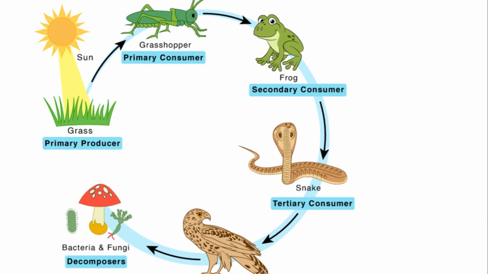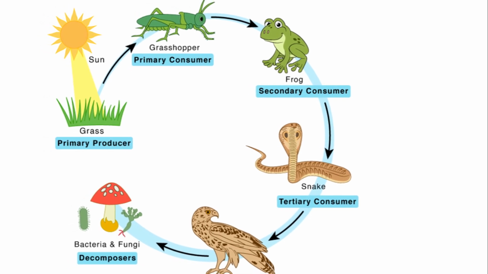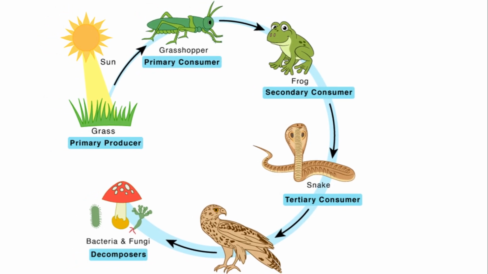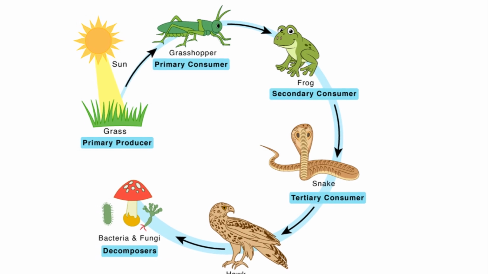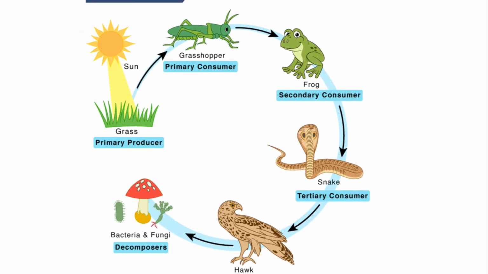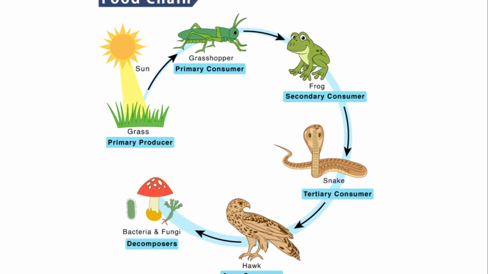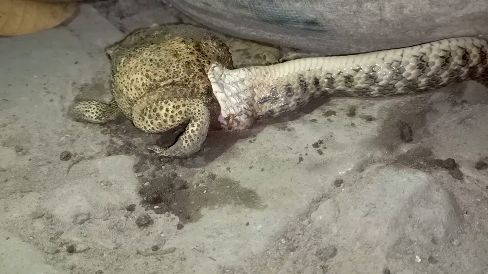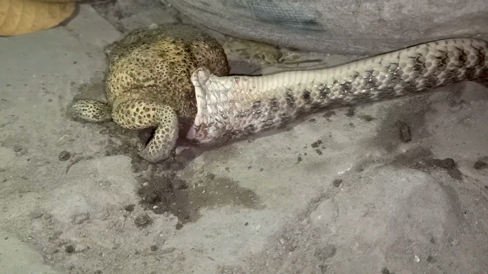For instance, in a simple terrestrial food chain, a green plant, our producer, is eaten by a grasshopper, the primary consumer. This grasshopper, in turn, is gobbled up by a frog, the secondary consumer, which then becomes a meal for a snake, the tertiary consumer. The snake may finally be consumed by an eagle, the quaternary consumer.